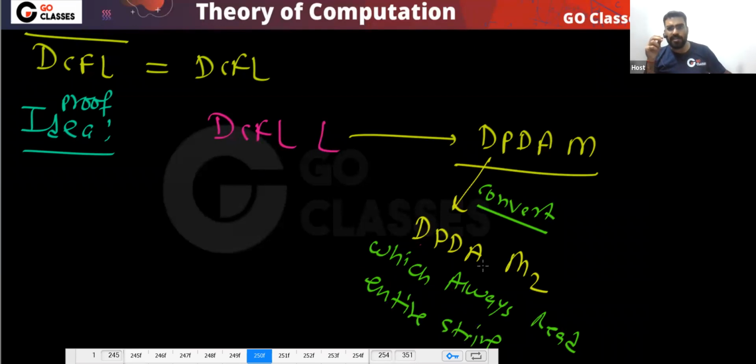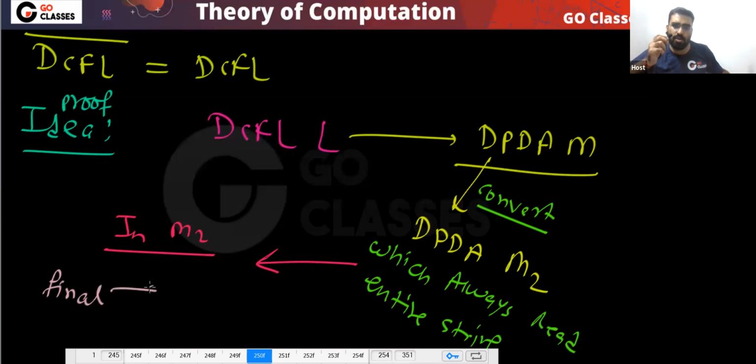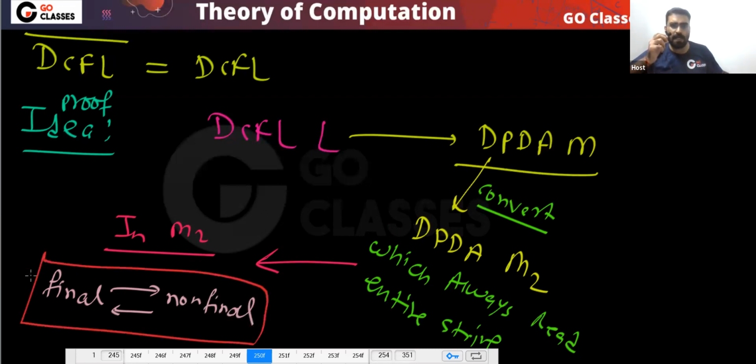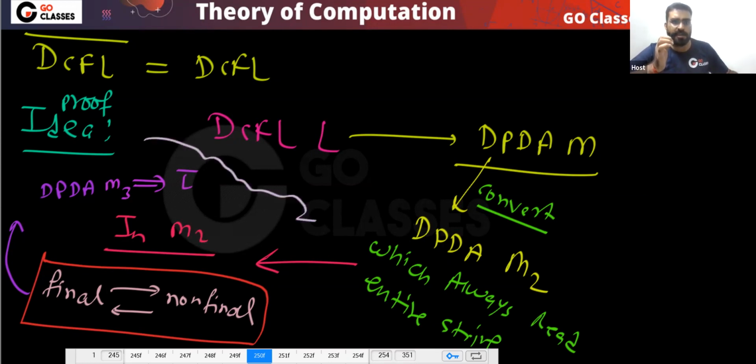Now, in this DPDA M2, you can change the final and non-final states. Then you will get a DPDA M3, which will accept L complement. So this is the complete idea.